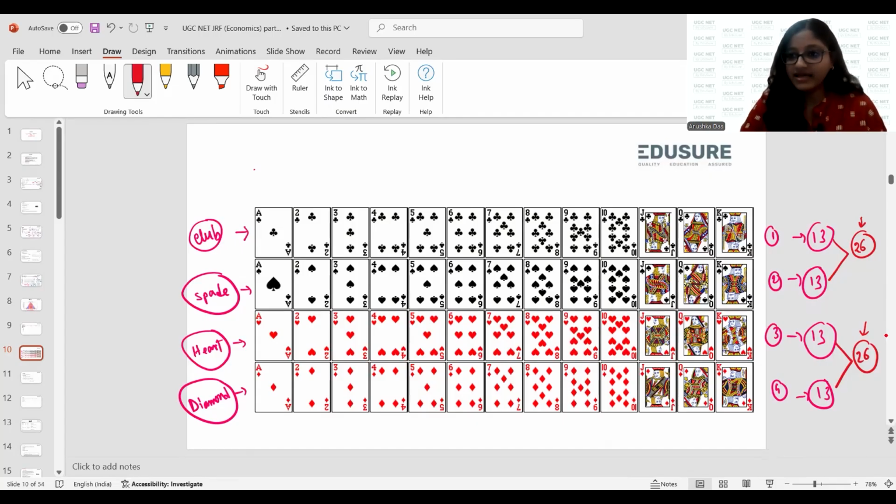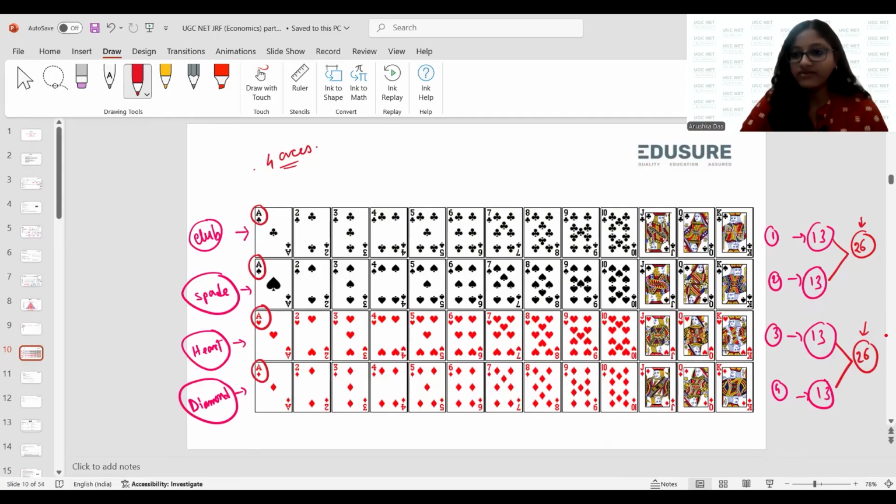Now see that in each suit, the first card that you have is an ace. So this is the ace of club. This is the ace of spade. This is the ace of heart, and this is the ace of diamond. So altogether, how many aces are there? You have 4 aces. In a well shuffled pack of 52 cards, you have 4 aces. So if they ask you, what is the probability of picking up an ace? It is 4 upon 52, since in 52 cards you have only 4 aces.